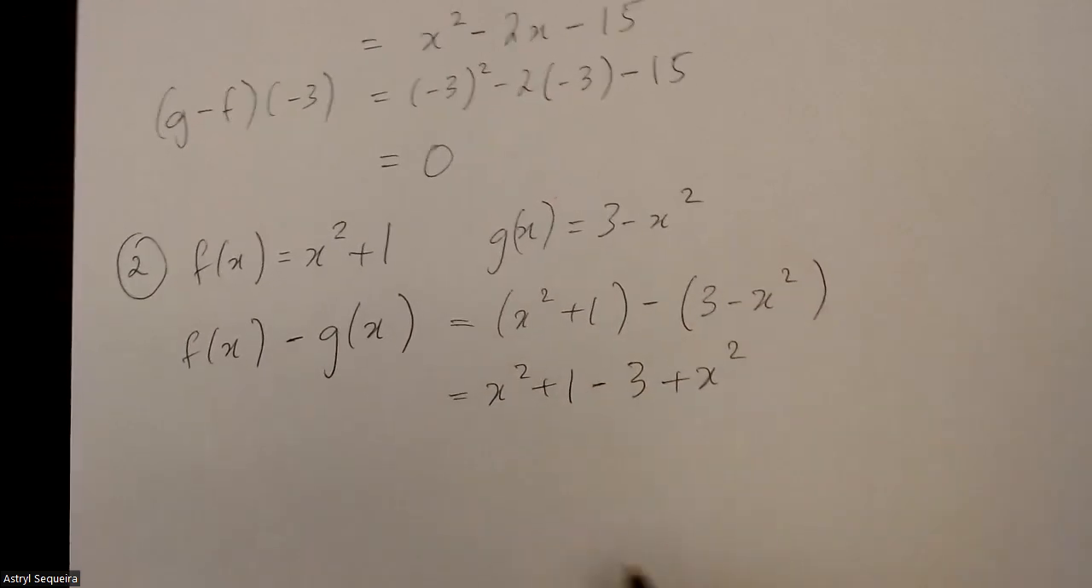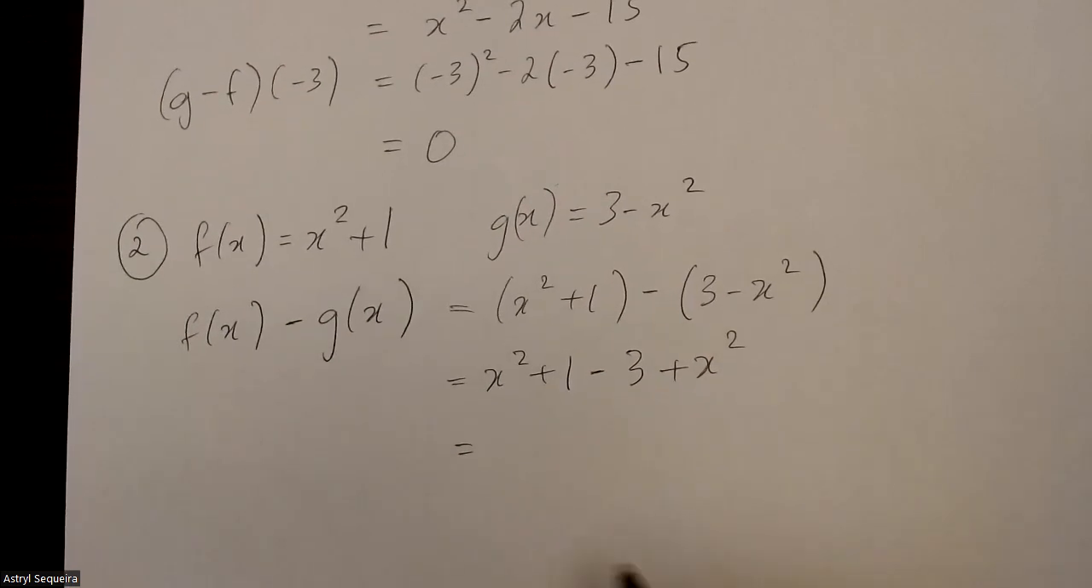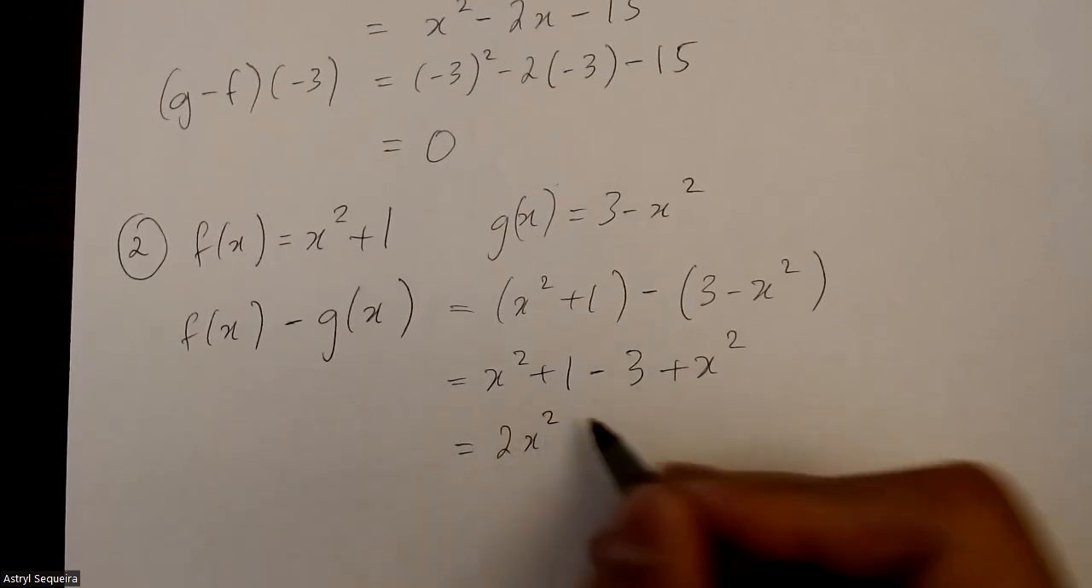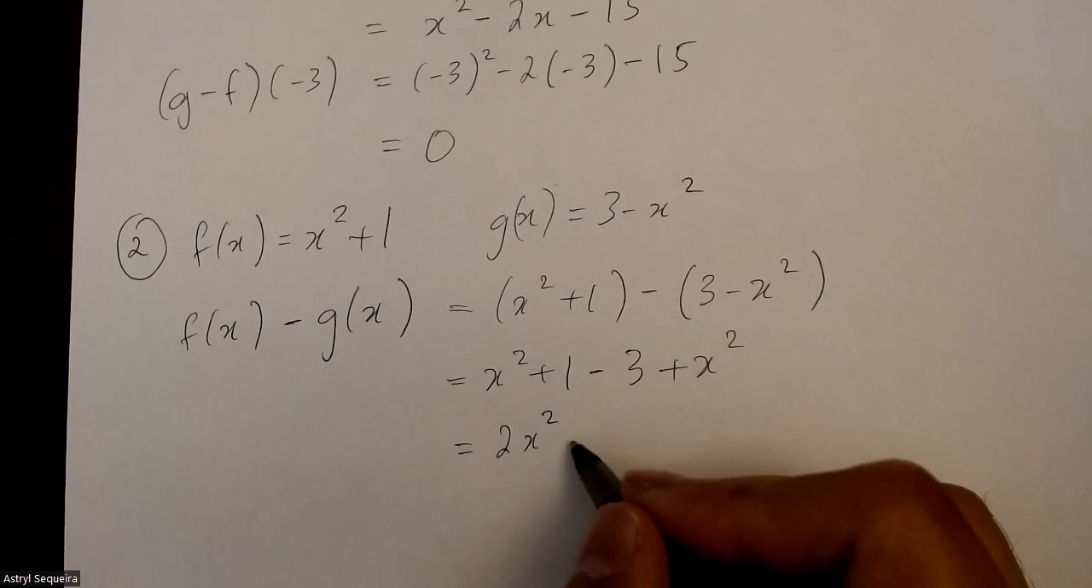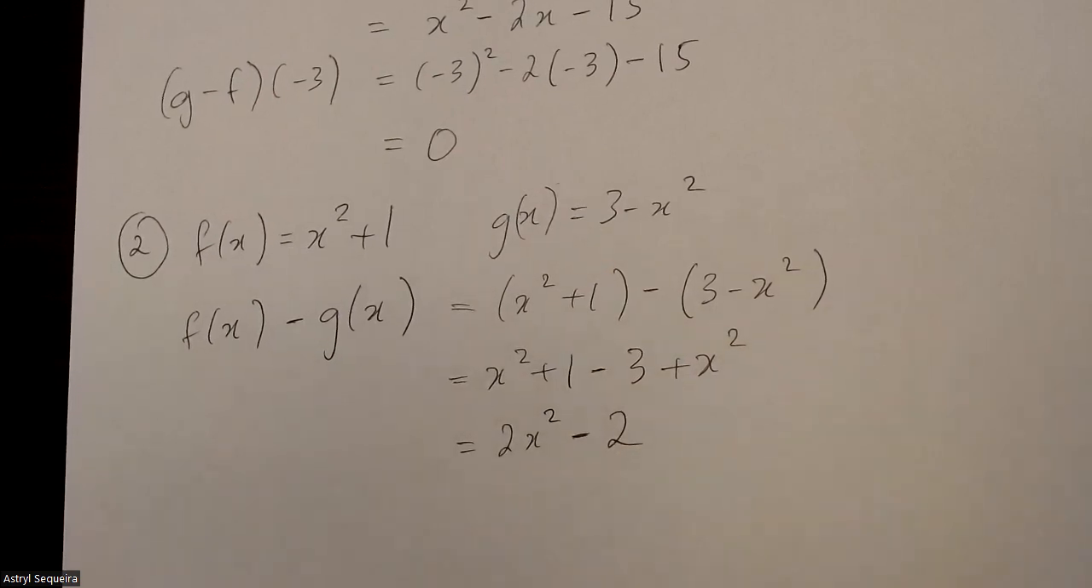That's a common mistake that people make. They forget about distributing the negative in. We'll get 2x squared minus 2.